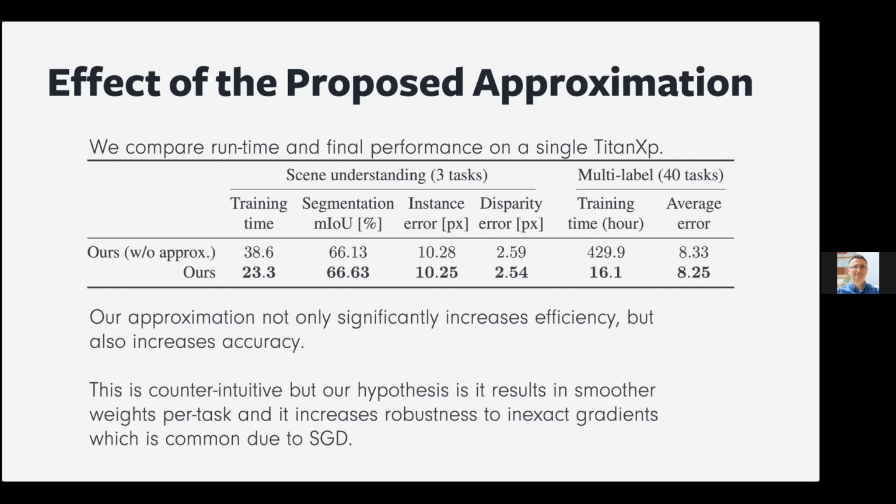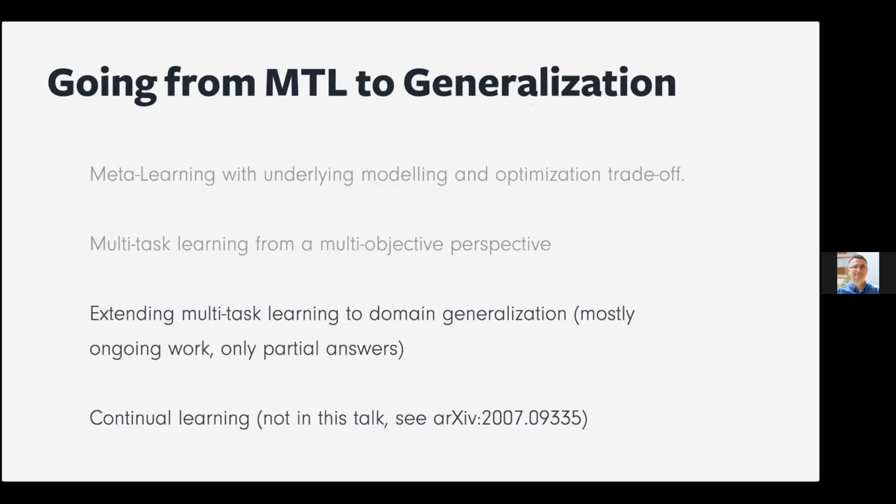Okay, so I'll try to go from this multitask angle to the domain generalization angle. So basically finding good representations which generalize to other tasks or other data sets. It's mostly ongoing work. I'll have only partial answers, and most answers are negative as well. So mostly negative results from now on.